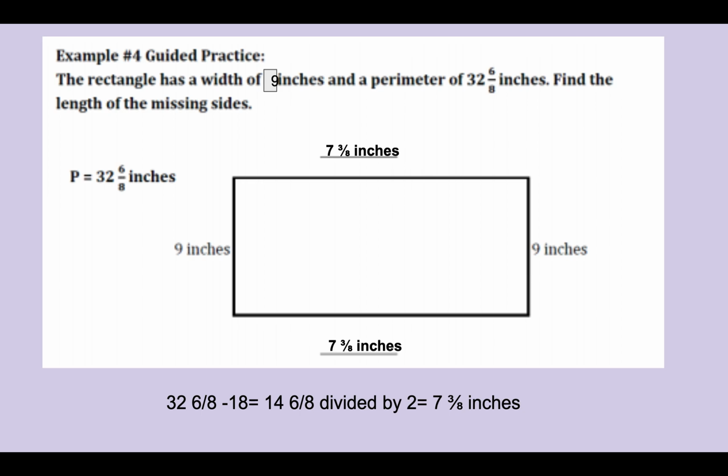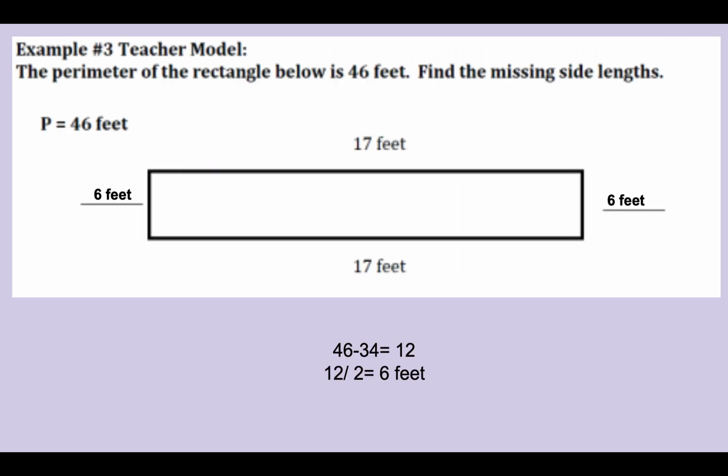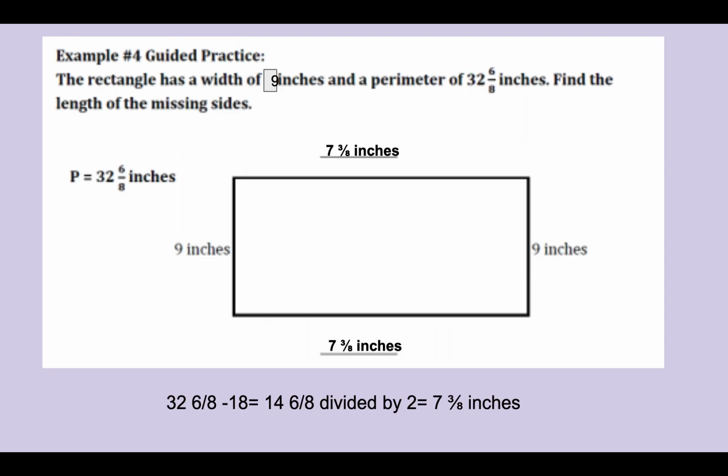What amount are we missing? How can we figure this out? Well, remember from the previous question, we took the total perimeter and subtracted the amount we knew. So 32 and 6/8 minus 18 is the amount we are missing. We are missing 14 and 6/8 inches, and you could see that at the bottom. 32 and 6/8 minus 18 equals 14 and 6/8. But we're not done. We need to take that new total of 14 and 6/8 and divide it by 2 to find our missing lengths.